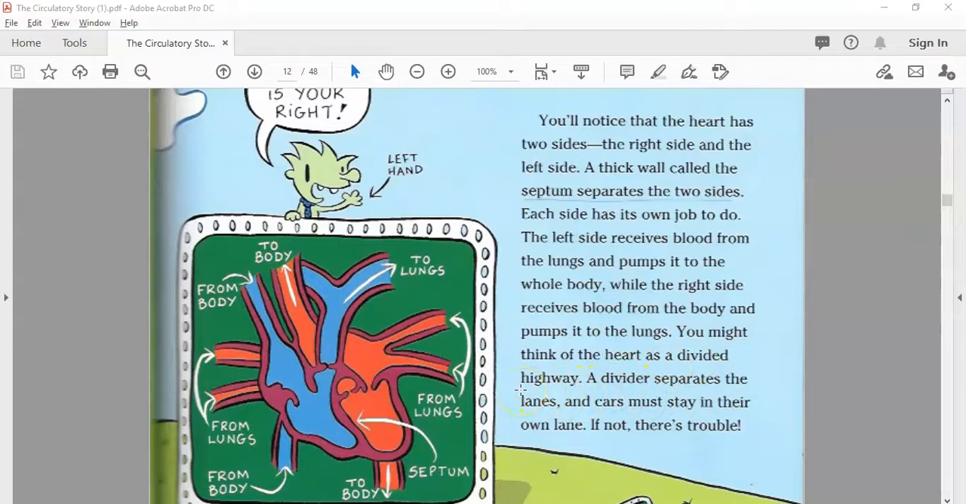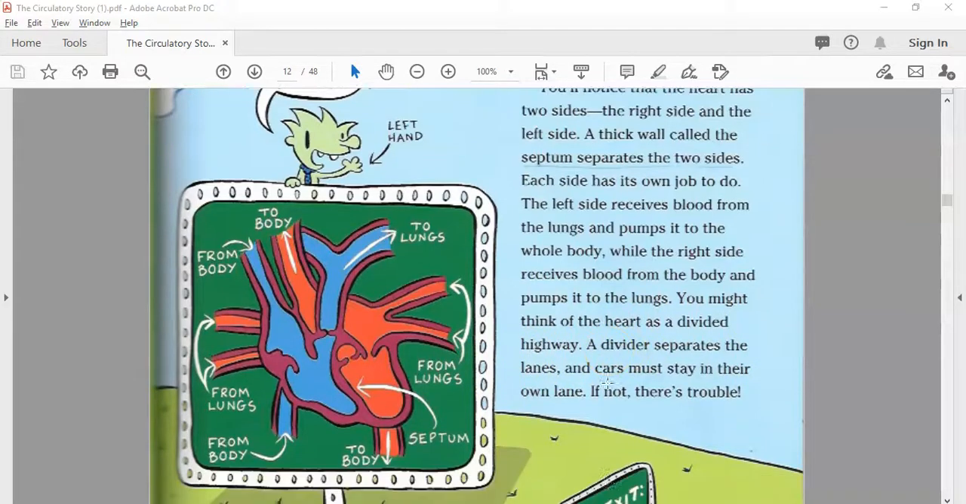Oh, boys and girls, what did the author just say that you can say your heart is? It compared it to a divided highway. Why? Because each side has a job. Good. A divider separates the lanes, and cars must stay in their own lane. If not, there's trouble. So boys and girls, what is that language called? It's an exaggeration. It's not true. There's not really a highway in my heart. It's figurative language. He compared it to the highway and how they must be divided, because if not, there's going to be issues.